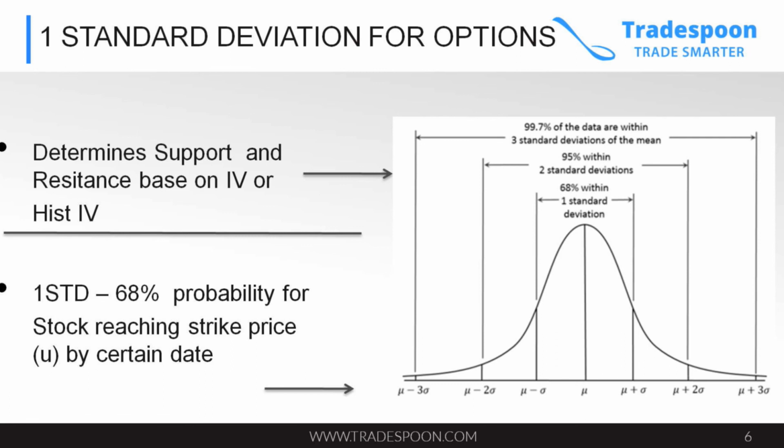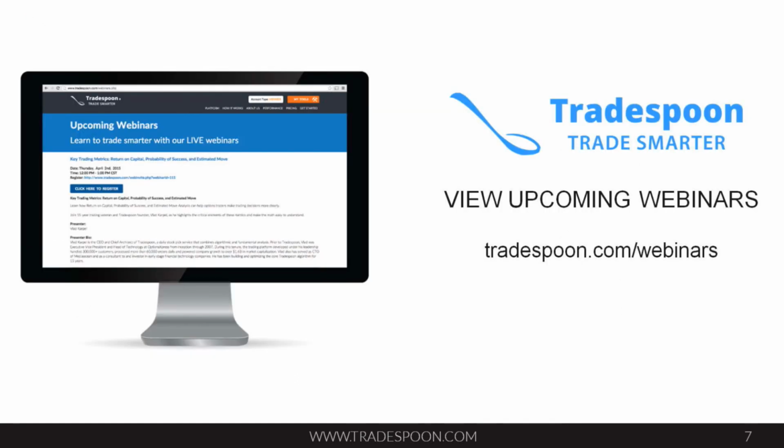One standard deviation for options that you can see on your screen can help you determine support and resistance of the underlying stock based on implied volatility, future indication, or historical volatility, the past. One standard deviation, what does it mean? It's a 68% probability for the stock reaching strike price levels, which you see on your screen, U, by a certain date. And U minus 1 is 1 standard deviation, U minus 2 is 2 standard deviations. And 2 standard deviations, as you see on your screen, means that 95% of the time the stock will be between these key price points. And Bollinger Bands is another technical indicator that you can use to make that prediction.